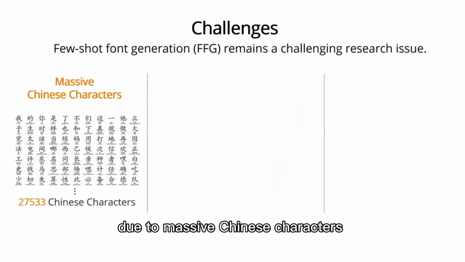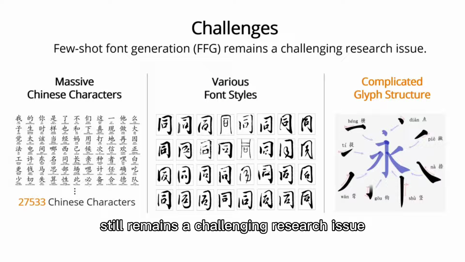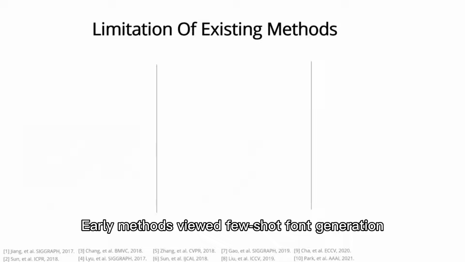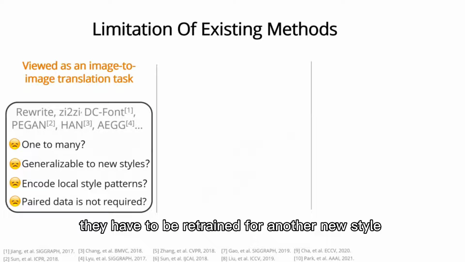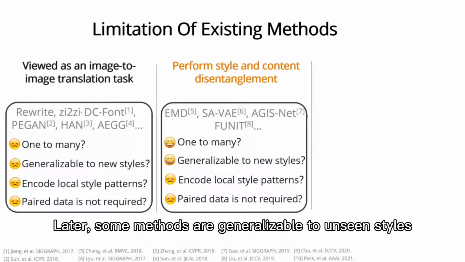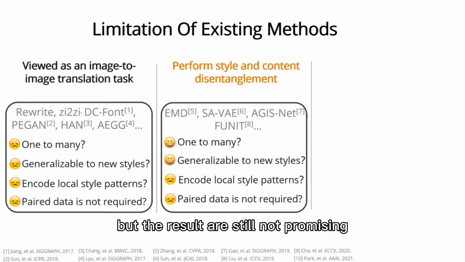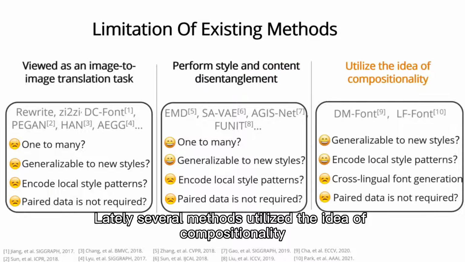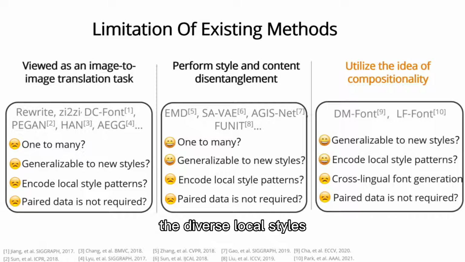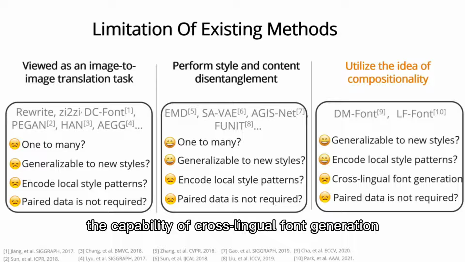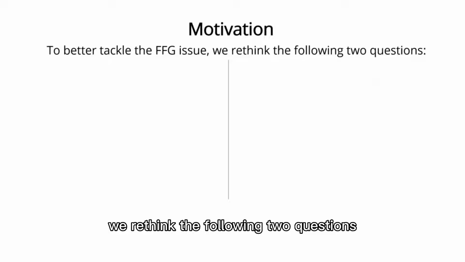However, due to massive Chinese characters, varied font styles, and complicated glyph structures, few-shot font generation still remains a challenging research issue. Early methods view few-shot font generation as an image-to-image translation task. However, they have to be retrained for another new style. Later, some methods are generalizable to unseen styles by performing style and content disentanglement, but the results are still not promising. Lately, several methods utilize the idea of compositionality. Although these methods advance by successfully encoding the diverse local styles, the capability of cross-language font generation is entirely beyond their reach. To better tackle the FFG issue, we rethink the following two questions.